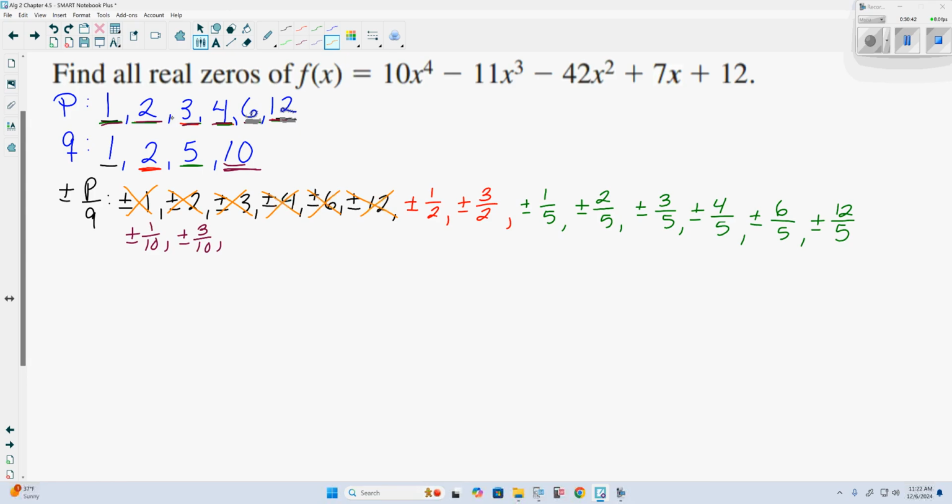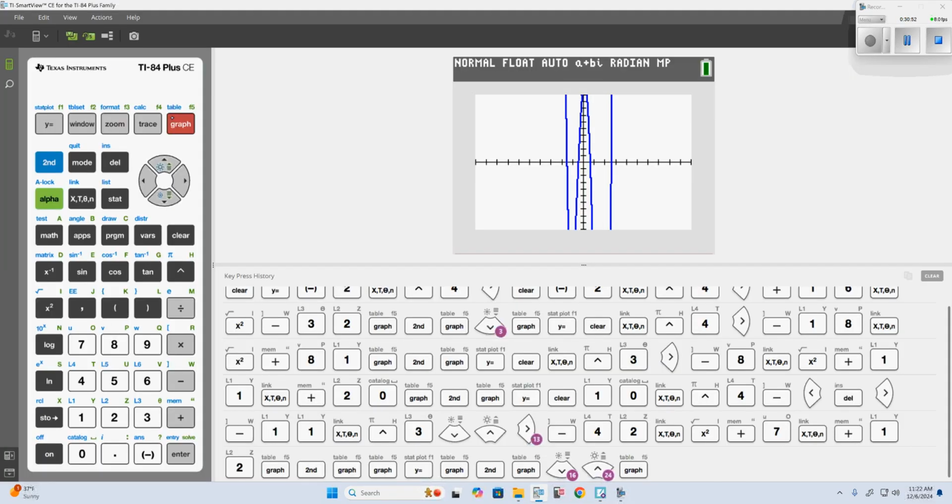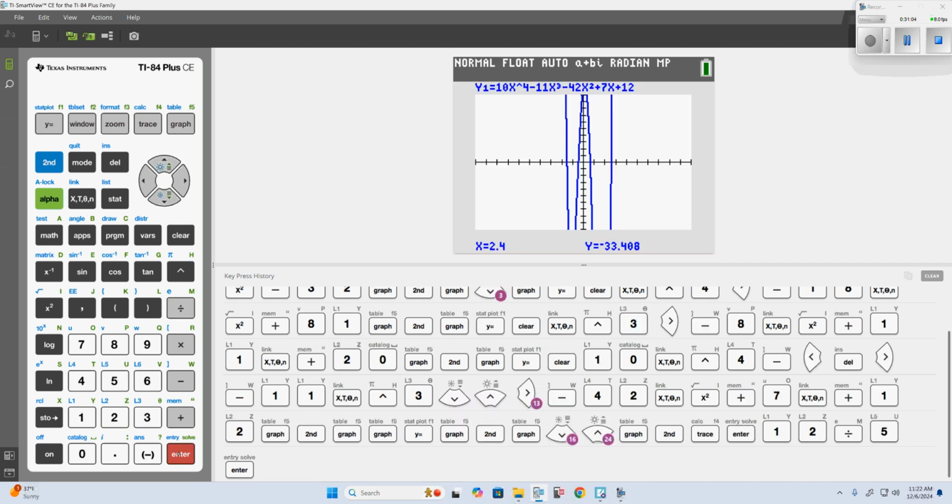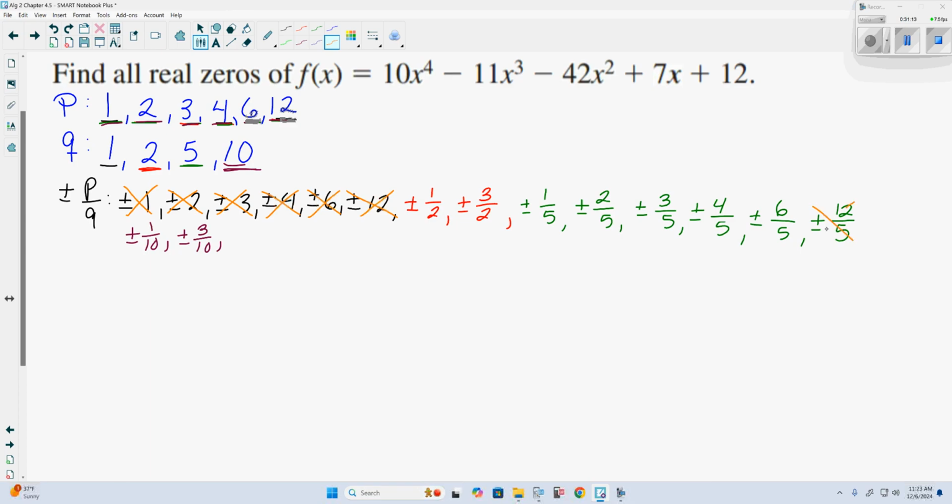So 12/5 is the only one above 1. It's actually above 2, because 12/5 would be 2 and 2/5. So if one of them is going to work, especially all the way out there, it might be 12/5. Okay? And we could try it there. Now, 12/5, unfortunately, does not work. And negative 12/5 on the other side doesn't work. So, well, that one's gone.